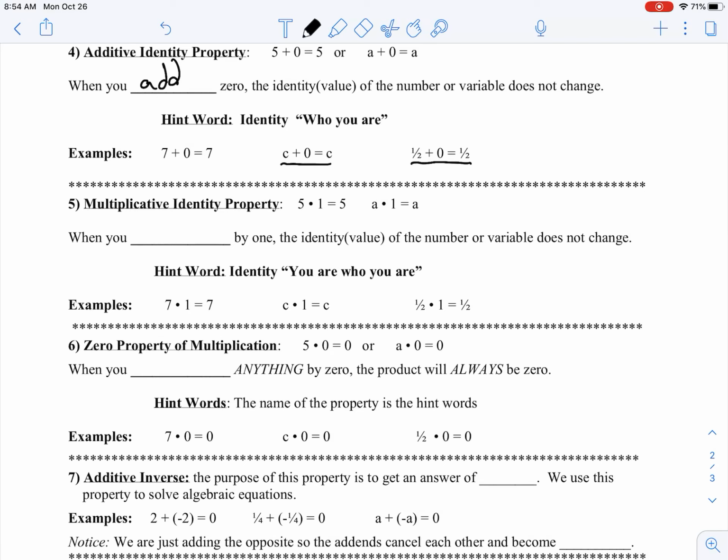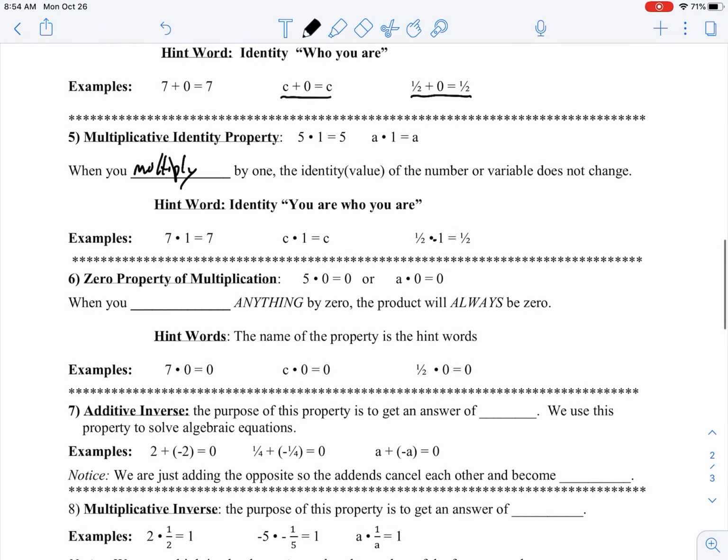When we multiply by 1, the multiplicative identity, once again the value of the number or variable does not change. Here we've got the same kind of examples going on. 7 times 1 is going to give us 7. Any number that I choose C to be times 1 will give me C back. And once again, 1/2 times 1 is equal to 1/2.